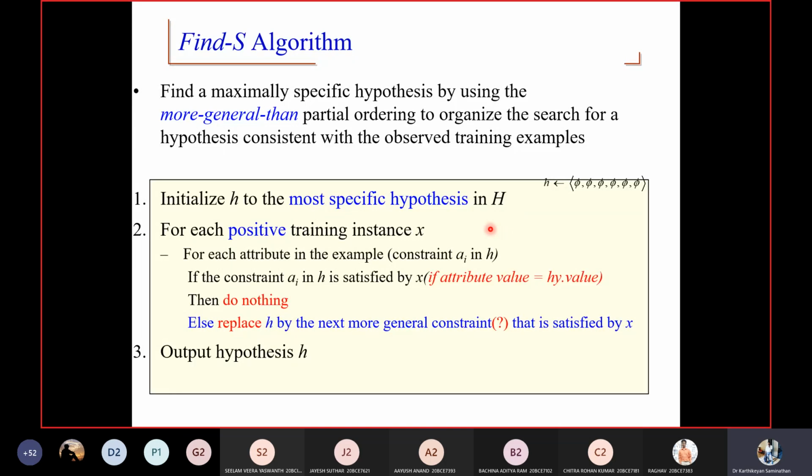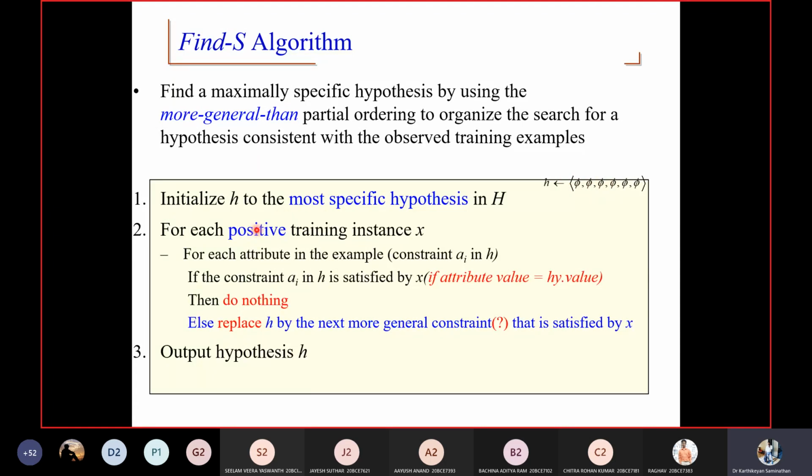Okay, now just listen to the algorithm, so we will understand. Initialize H to the most specific hypothesis. Meaning I am assigning initially, there are 6 attributes in my problem. One is sky, another is the temperature, the third is the wind, the fourth is the climate, the fifth is the forecast, and another one, strong or something like that. So totally 6 attributes are there. So I am initializing the attributes into the most specific hypothesis H.